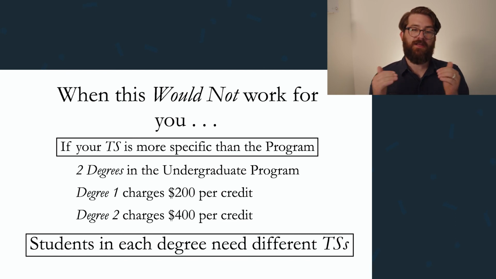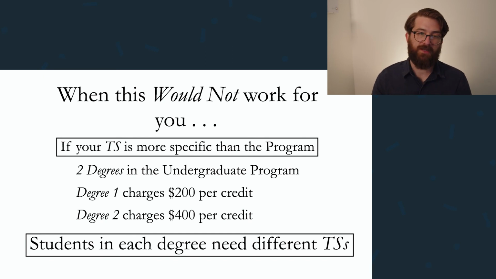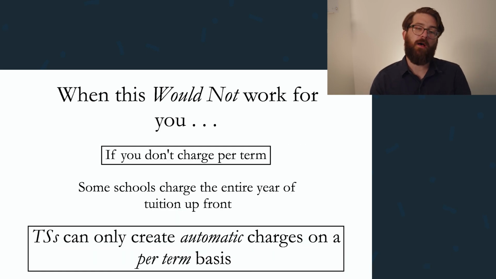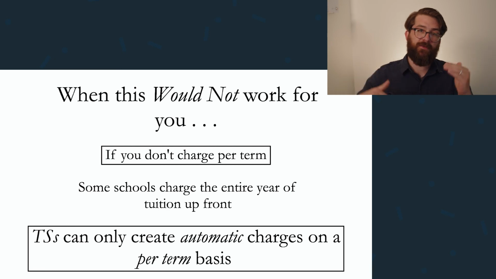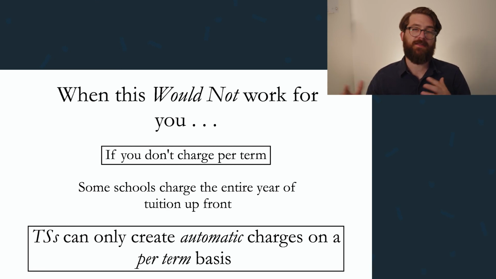So if students in each degree need different tuition schedules, this process, the way we've described it here, doesn't work for you. Also, if you don't charge per term, one of the things in our definition there is that these charges are created per term. So if you don't charge per term, and some folks charge for the entire year right up front, regardless of specific enrollments, things like that, then this isn't going to work for you because you need to have those charges constrained to a term in order to generate them automatically here. So tuition schedules can only create automatic charges on a per term basis.